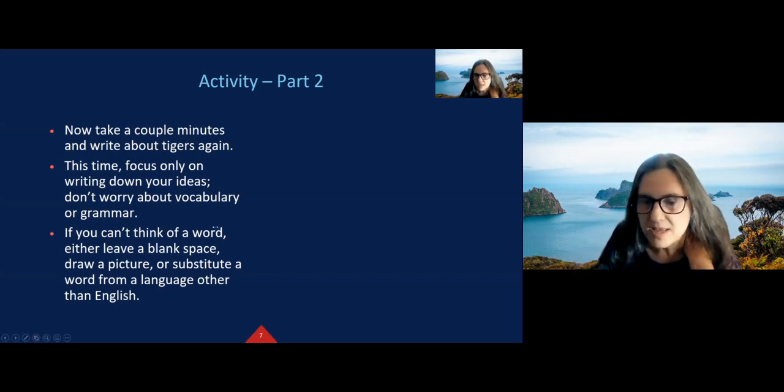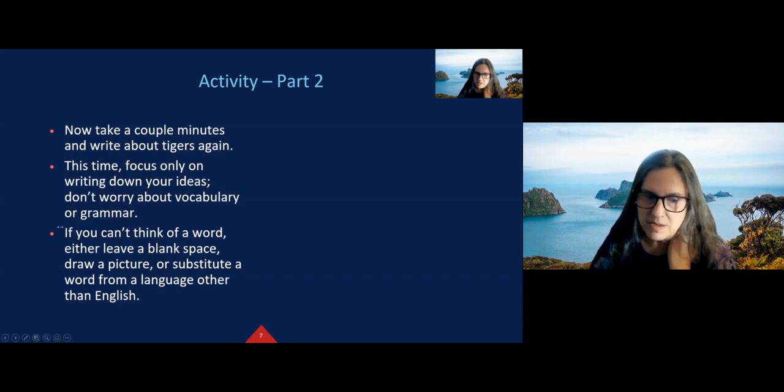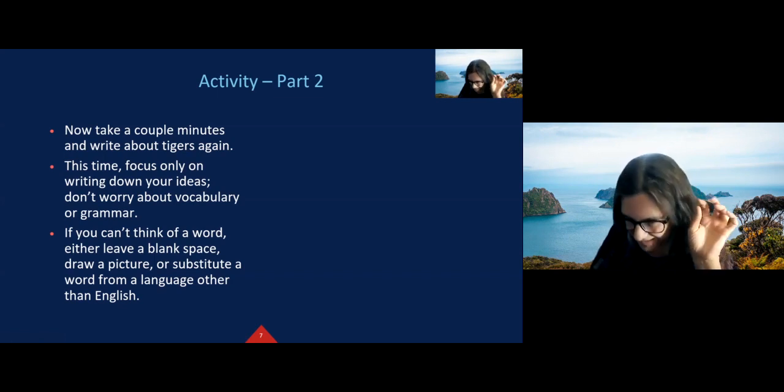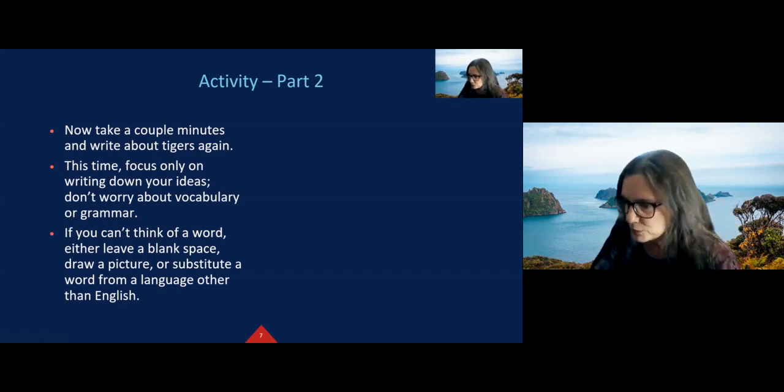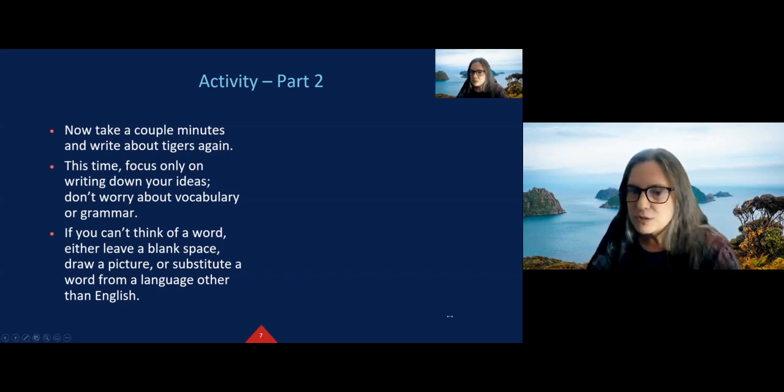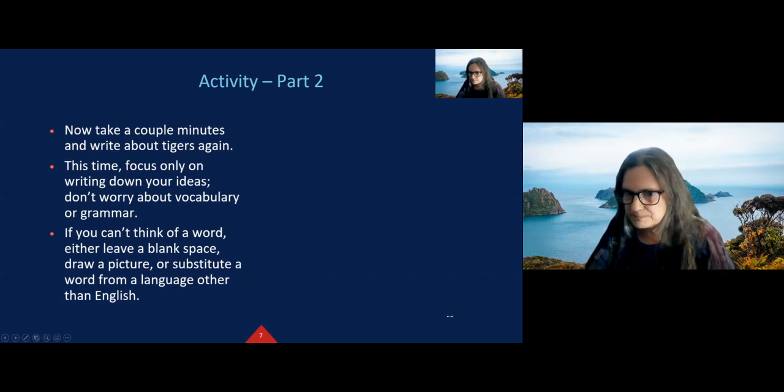And then third, keep some strategies in the back of your mind for when and if those worries come up. Just leave a blank space if you can't think of a word, or draw a picture, or substitute a word from another language that you're more familiar with, just to get anything that you need to remember what you're trying to say, and then move on. Okay, so those were three differences.